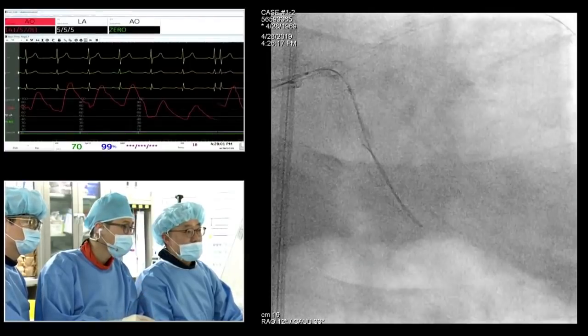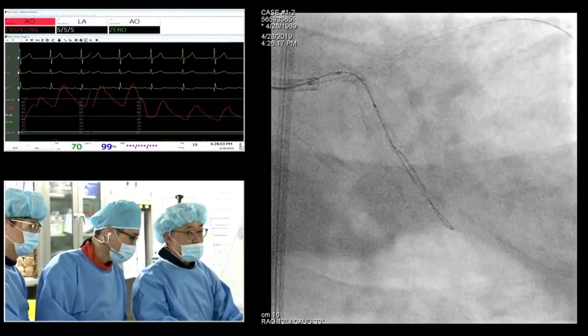What's the previous balloon size in single flash? It's a 2.5 or 2.0 balloon?